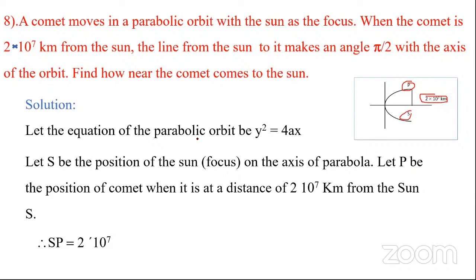Let the equation of the parabolic orbit be y square equal to 4ax. Let S be the position of the sun, which is the focus. Let P be any position of the comet when it is 2 times 10 to the power 7 kilometers from the sun S. So SP equals 2 times 10 to the power 7 kilometers.